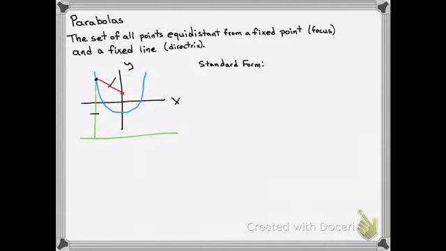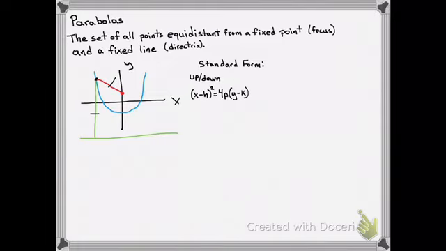So this is for an up-down parabola, the usual ones that you've looked at in the past. The equation is going to be (x minus h) squared. We're seeing some commonalities based on what we saw with circles in the last video. Equals 4p, we'll talk about that p in a second, times (y minus k).